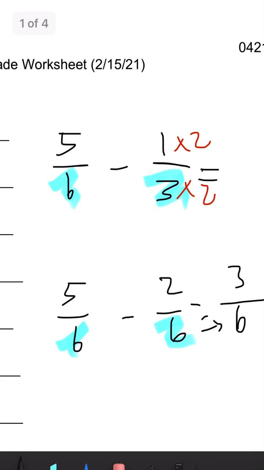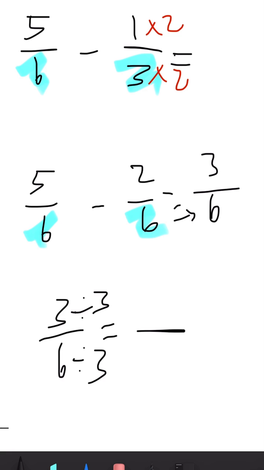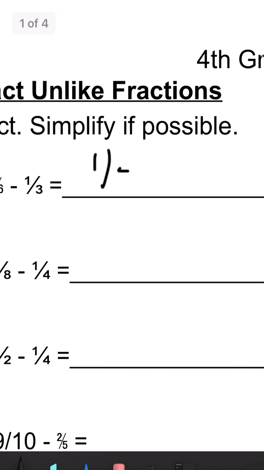Oops. And our final step is to simplify. Remember, you want to simplify all of your problems, so we can divide top and bottom by 3 to get 1/2. So your final answer is 1/2.